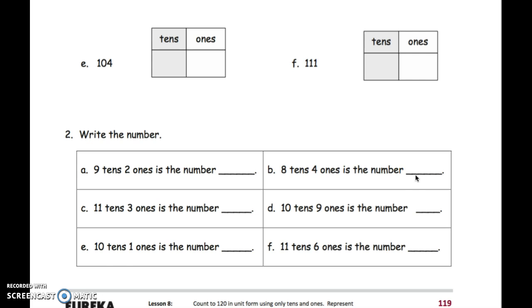Letter C, 11 tens, 3 ones is the number blank. D, 10 tens, 9 ones is the number blank. E, 10 tens, 1 one is the number blank. F, 11 tens, 6 ones is the number blank.